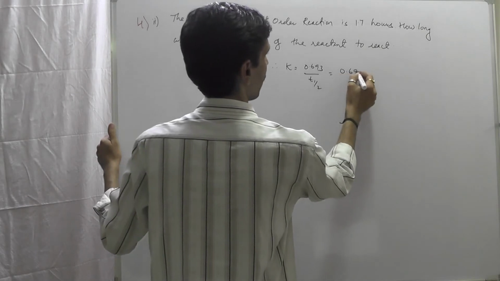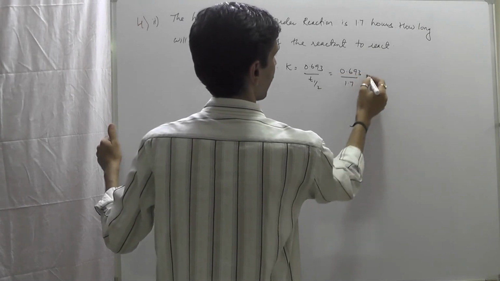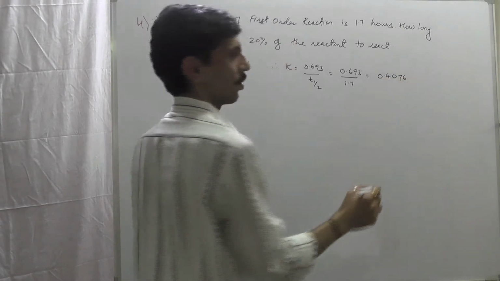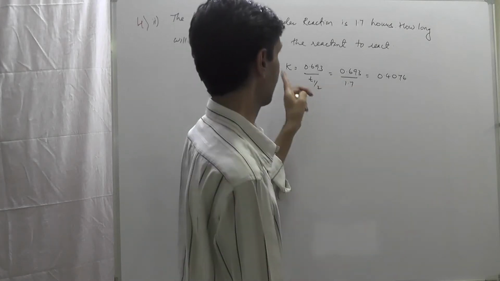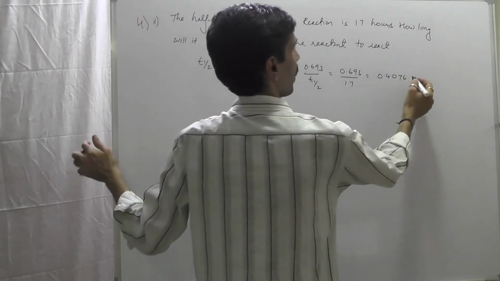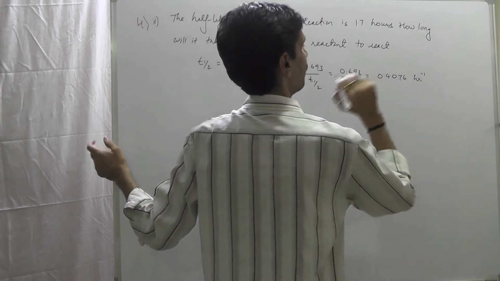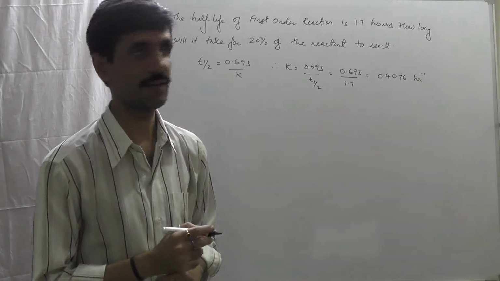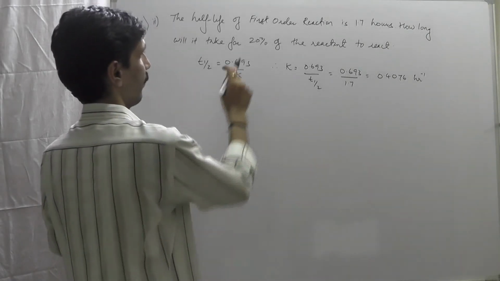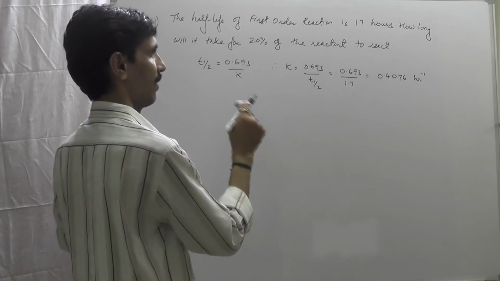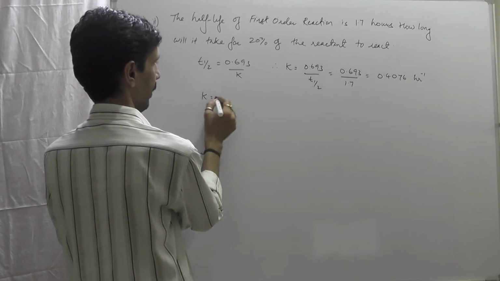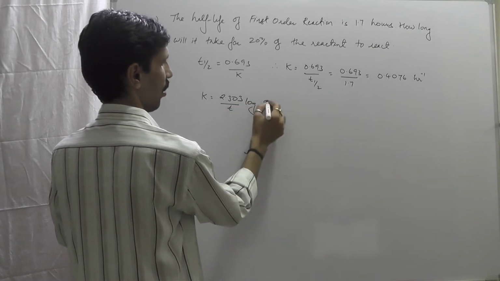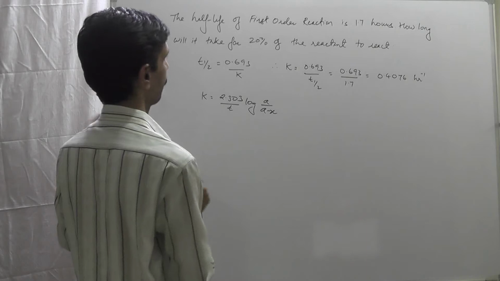So that is equal to 0.693 upon 1.7, which is going to give you 0.4076. This is k, and the unit is going to be hour inverse. ये हमें k मिल गया. अभी next formula, क्योंकि हमें find out करना है for 20% reaction के लिए how much is the time required. So k will be equal to 2.303 upon t into log of a upon a minus x.